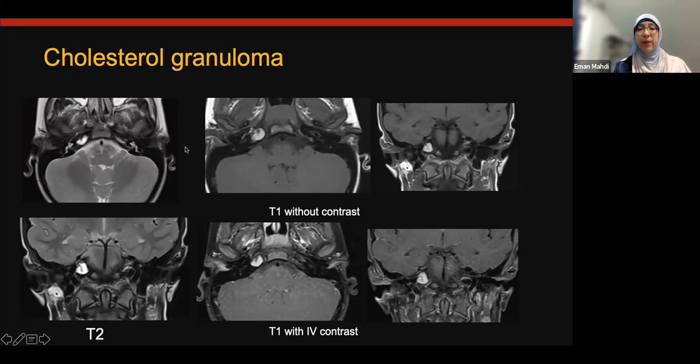So it was bright on T2, bright on T1, and then I showed the one with contrast just in case you would think, okay, it's bright on T1, so it could be blood product, could also be fat. But then the post-contrast is fat saturated and it's remaining bright, so that also confirms it's more likely blood product related to cholesterol granuloma.